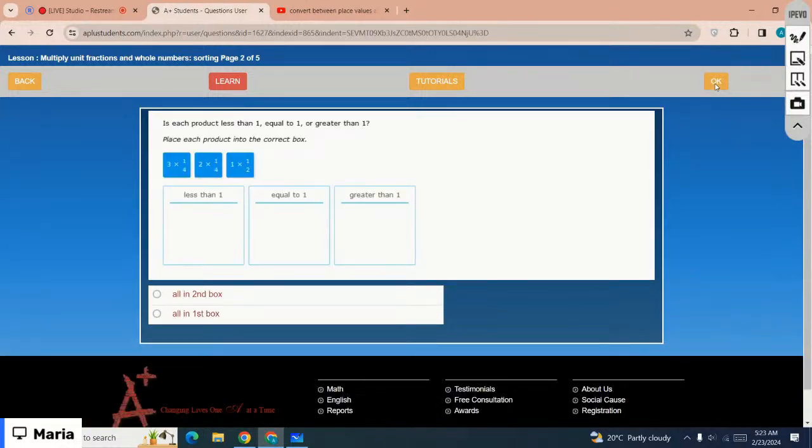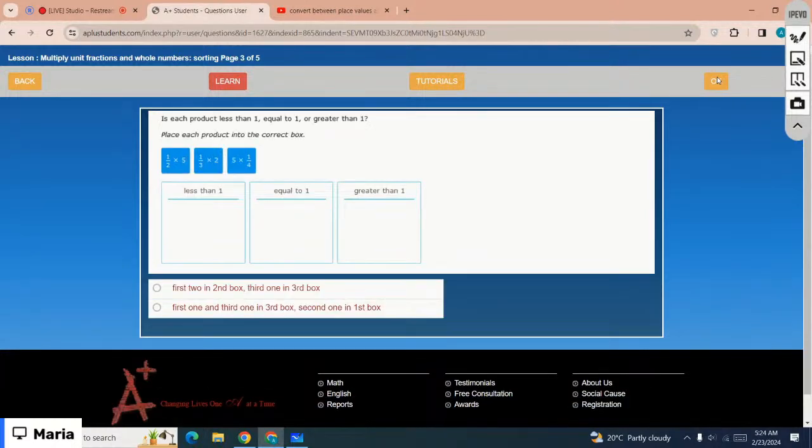Okay, is each product less than 1, equal to 1, or greater than 1? Which is the correct option? Yes, they all are in the first box because they all are less than 1. Option number 2 is the correct option. Very good.